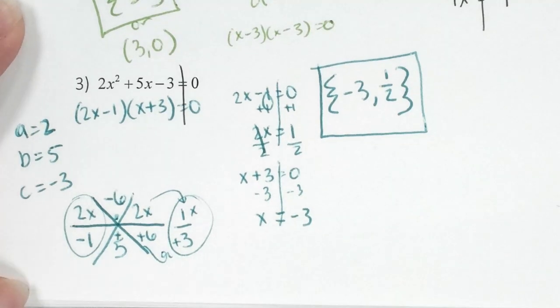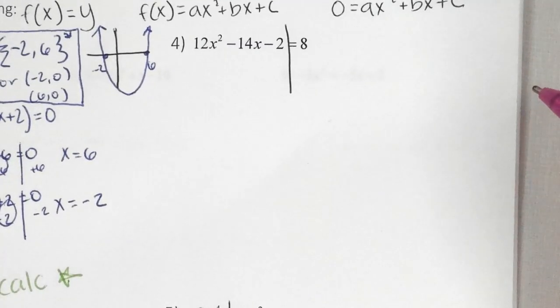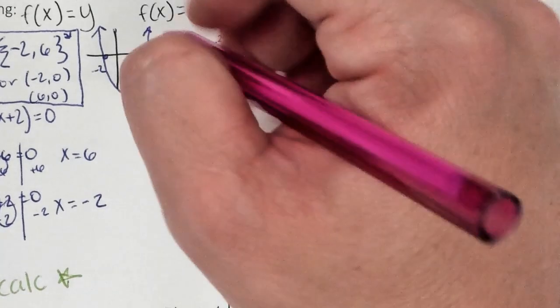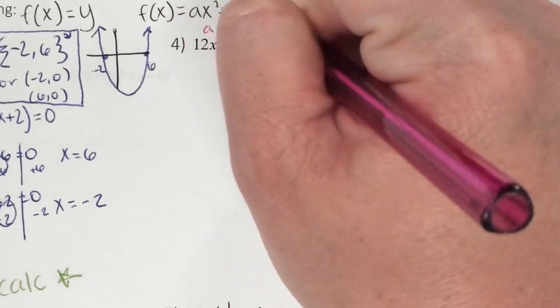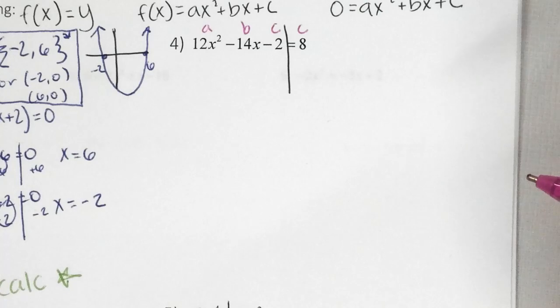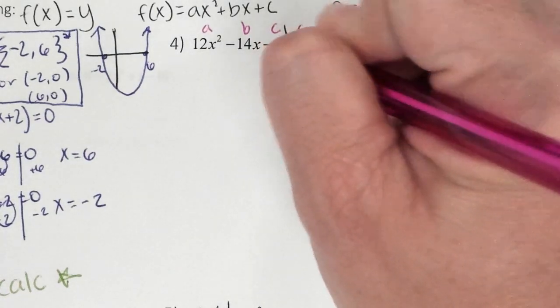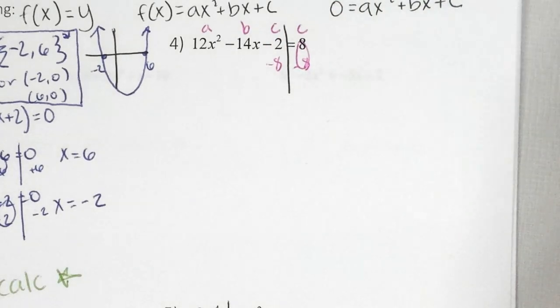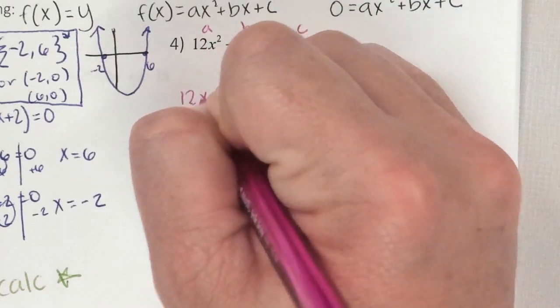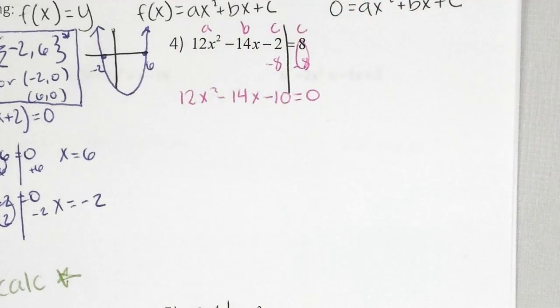Okay, so let's look at number 4. So number 4 looks like this. First things first, we need it to equal 0. Does it equal 0? No. But I want you to realize this is my A, this is my B, this is my C. So what's this guy? Is he part of my A, B, or C? C, because he doesn't have an x. So when I move him over, minus 8, he goes with my C value, and they combine because they're like terms. So I get 12x squared minus 14x minus 10 equals 0.